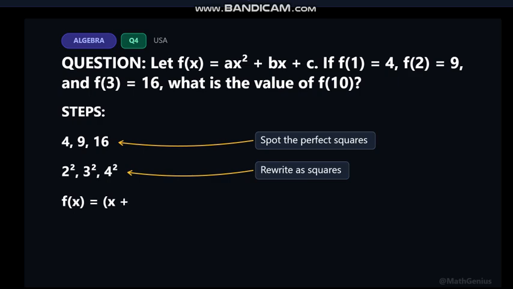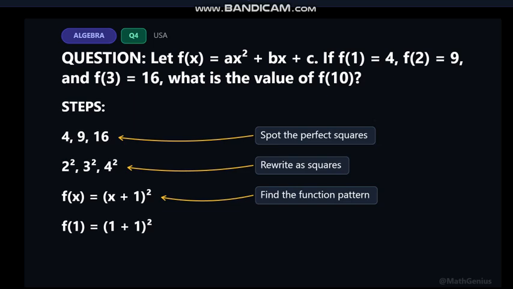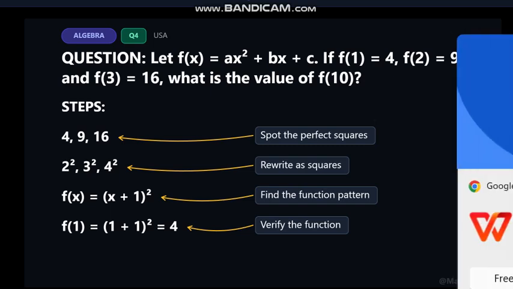f(x) equals (x plus 1) squared. Find the function pattern. Let's test it. If we plug in 1, (1 plus 1) squared is 4. It works. f(1) equals (1 plus 1) squared equals 4. Verify the function. Now, plug in 10 for our target value.